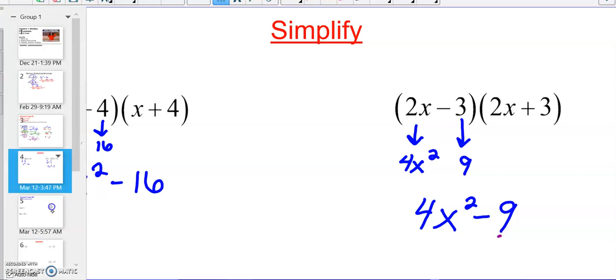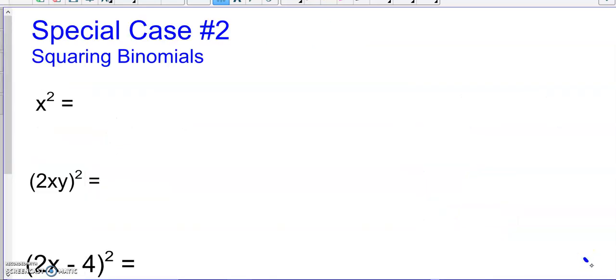Your second special case is just squaring binomials. Okay, so first, let's just take a look at squaring things that are not binomials. Okay, x squared is like x times x, right? That's what it means to square something. So if I was going to square 2xy, I really am looking at 2xy times 2xy.